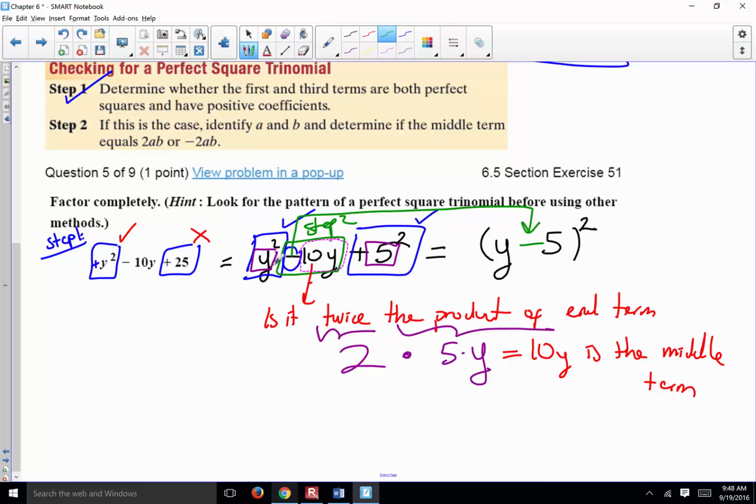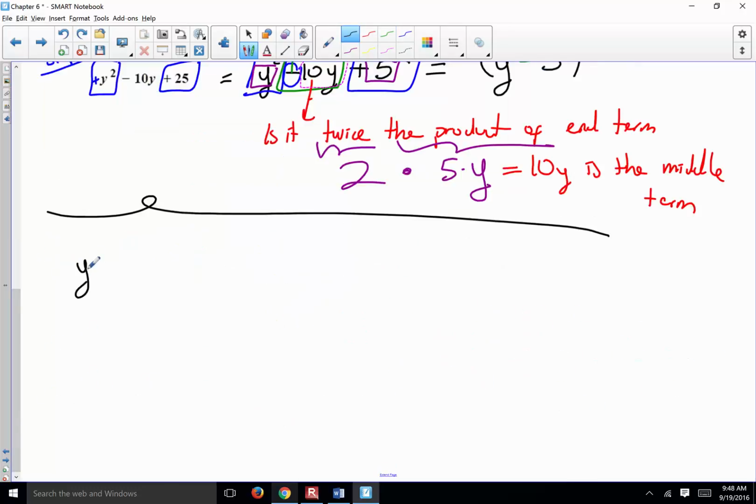Alright. I'm going to do this again for those who are lost. I'm restarting. This is a good time to ask a question. Step 1. Check and see if you can make the first and last terms into positive squares. First term is already a positive square. Last term is not a positive square yet, so I first turn it into a positive square. So step 1, check. What do I do with the middle term? Don't touch it.